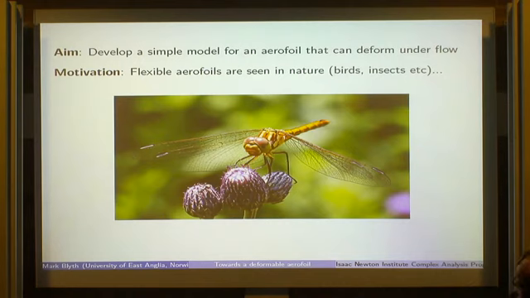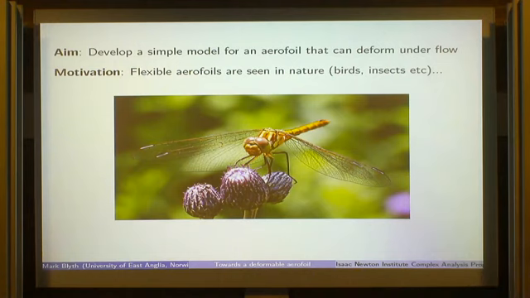There's been quite a lot of interest in thinking about aerofoil shapes that have some ability to deform in response to the flow and the aerodynamic forces upon them. I guess with a view to improving aerodynamic efficiency, that sort of thing. Taking inspiration from nature, here's a picture of a dragonfly. The wings are flexible to some extent, so they're not rigid. They can deform under flow. And similarly with birds and feathers and so on.